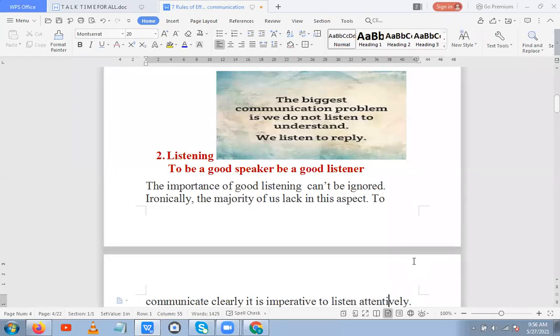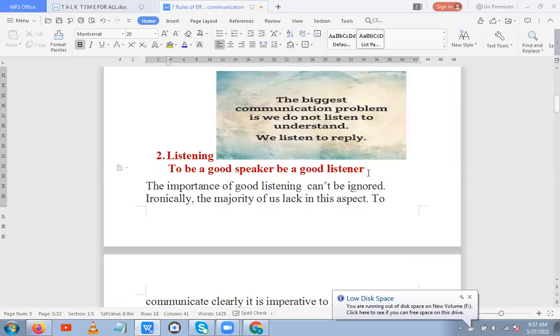And in the second semester, you have this chapter, listening skills. What are the types of listening? What is loud listening? What is thinking? What is listening? To be a good speaker, be a good listener.